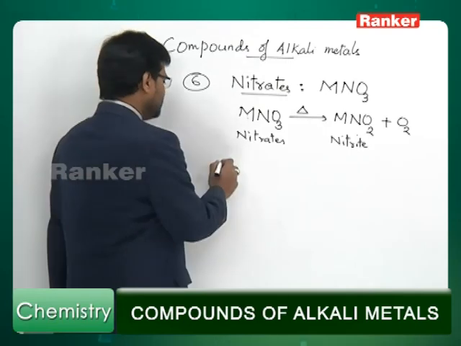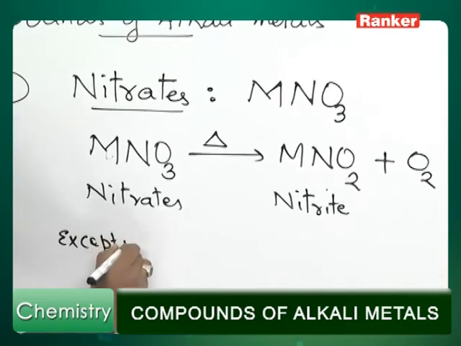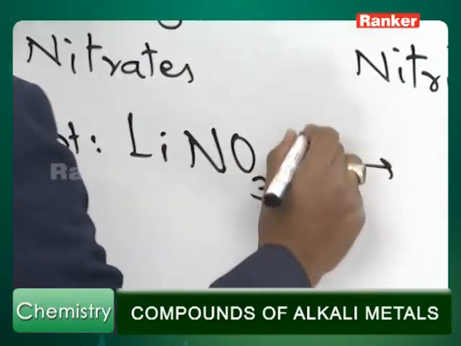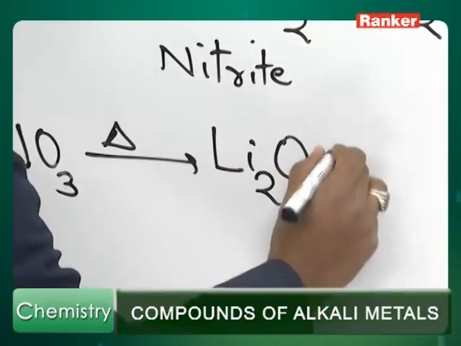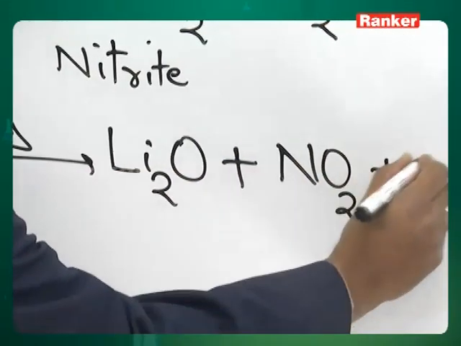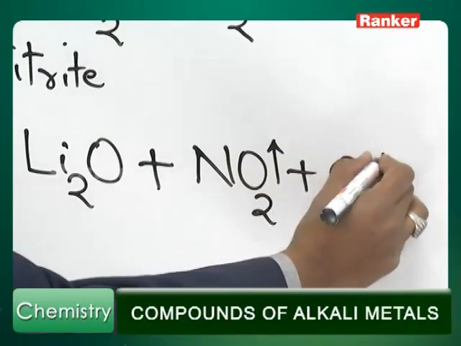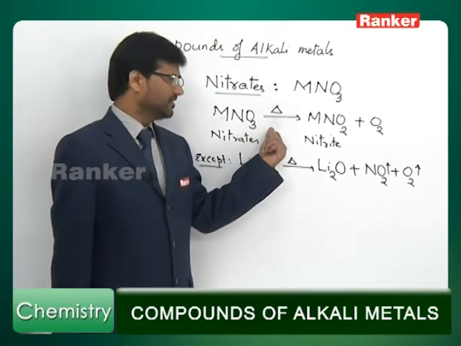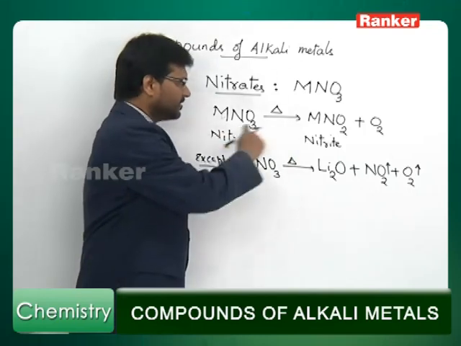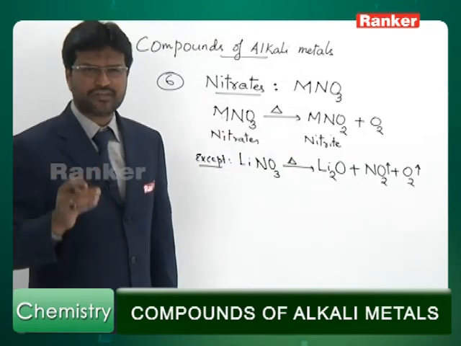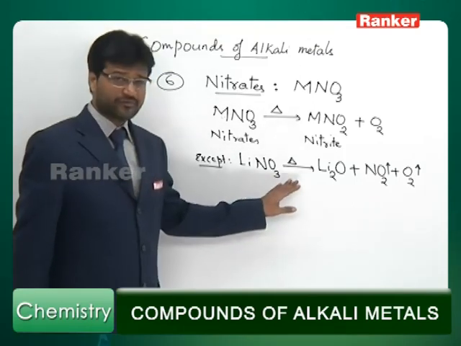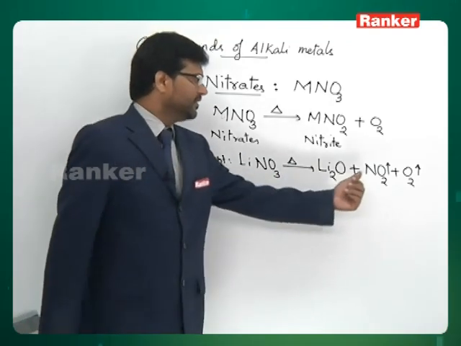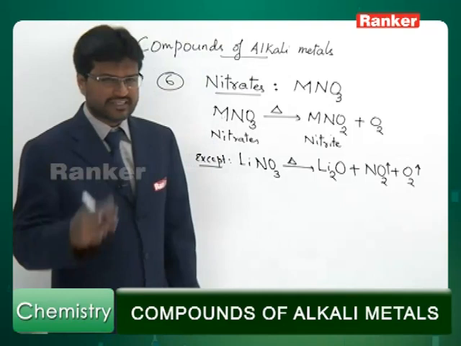And the exception is again a lithium compound, that is lithium nitrate. If this compound is heated, it gives Li2O, NO2 and O2. Look at the difference. The other 4 alkali metal nitrates decompose in this manner. This type of decomposition is undergone by sodium nitrate, potassium nitrate, rubidium and cesium nitrate, whereas the type of decomposition undergone by lithium nitrate is different. It decomposes to give metal oxide, that is lithium oxide, NO2 gas and O2 gas, 2 gases.